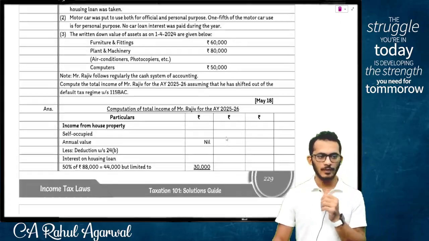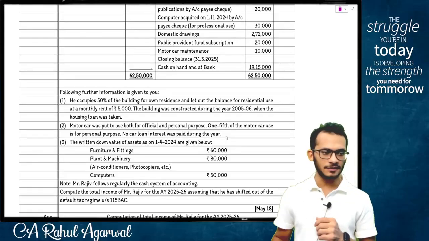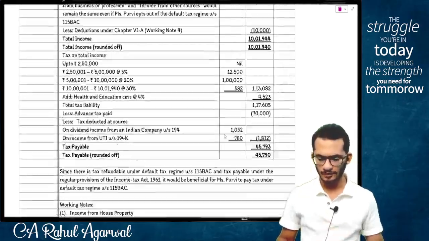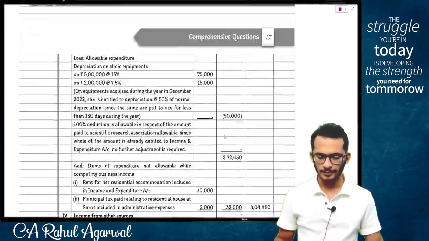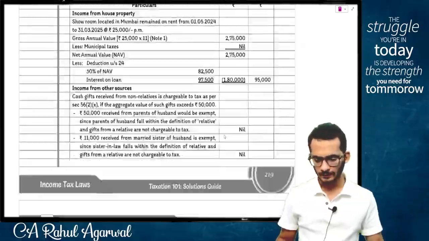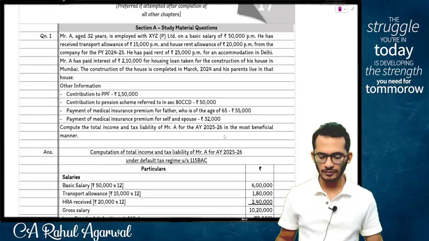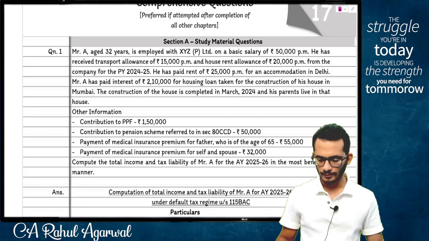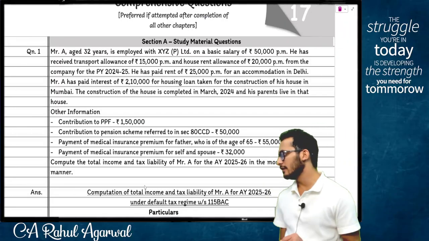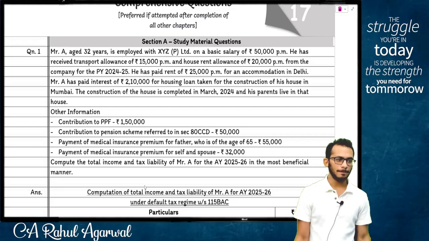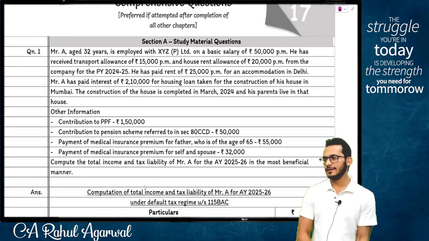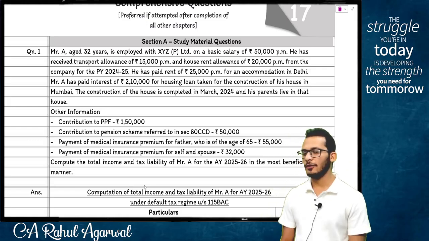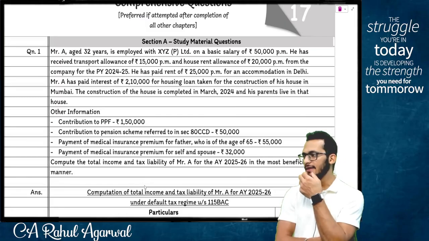Then you have rent paid minus 10% of salary. The question says rent is 25,000 per month. So 25,000 into 12 minus 10% of 6 lakh, which is 60,000, therefore 2 lakh. Least of the three is 2,40,000. Therefore allowed exemption 2,40,000. Taxable number is 0.